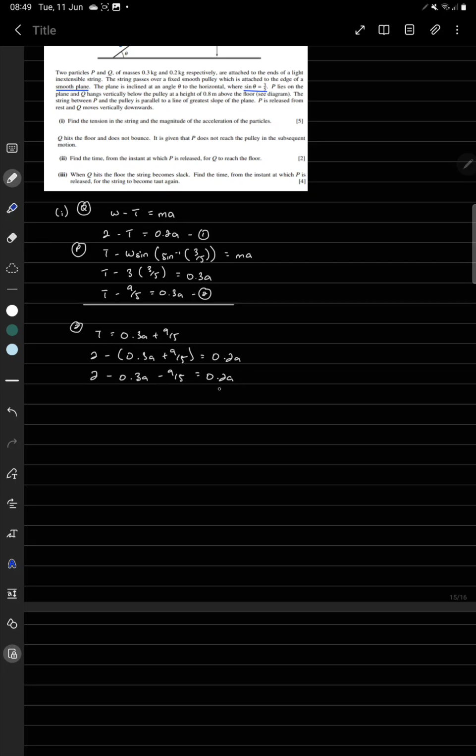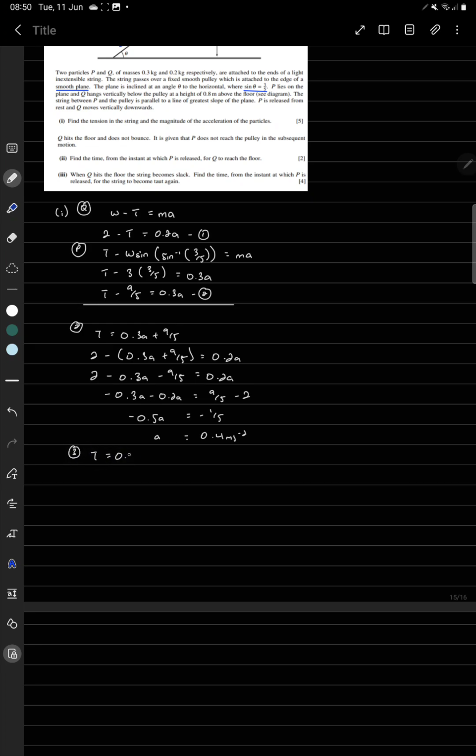Okay, now let's bring all of the a's to one side and the terms without a to the other side. Now let's simplify this. We get negative 0.5a equals negative 1 over 5. So now let's bring the a to the side, and we get 0.4 meters per second squared. Okay, acceleration done. Let's find out the tension.